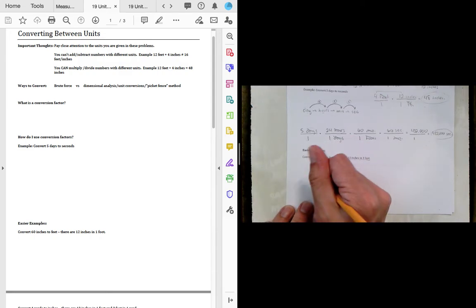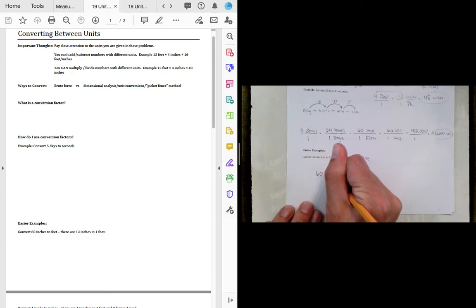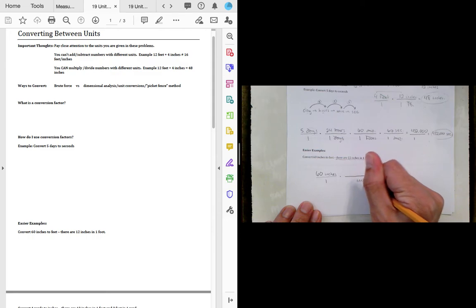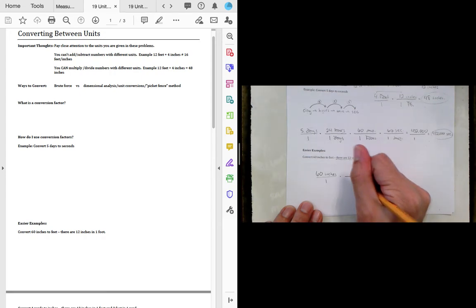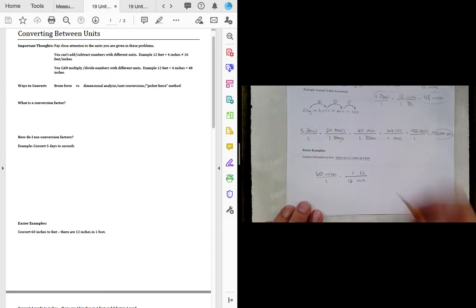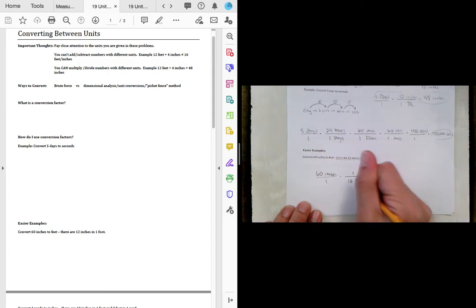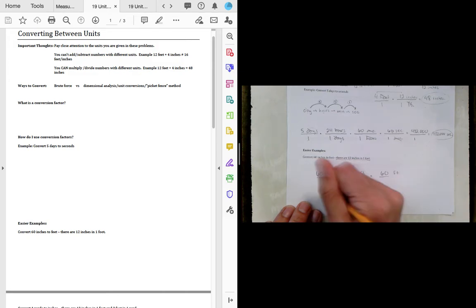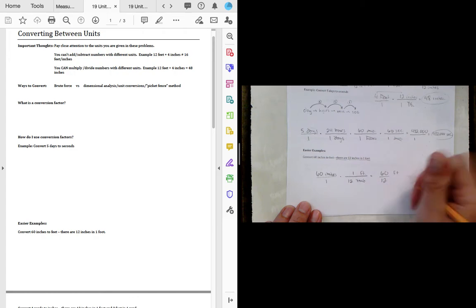So we know 60 inches by itself is a fraction over 1. We're going to make another conversion factor over here, and it's going to have inches on the bottom and feet on the top. We know the relationship that 1 foot is equal to 12 inches, so we're ready to multiply. Our inches units cancel out. On the top, I have 60 times 1, which is 60. On the bottom, I have 1 times 12, which is 12. 60 over 12 is 5.